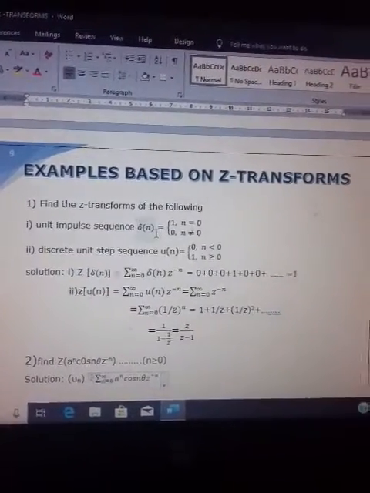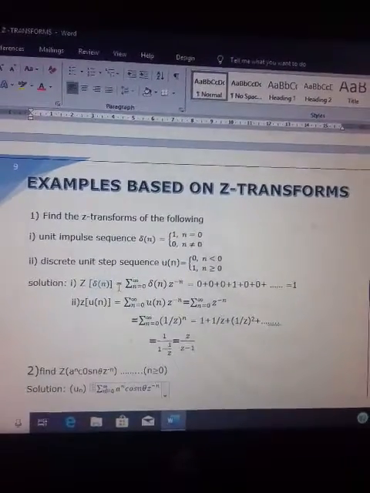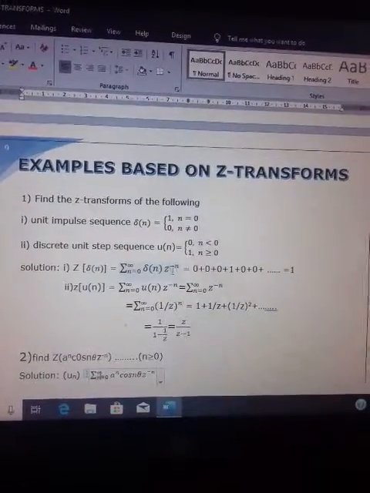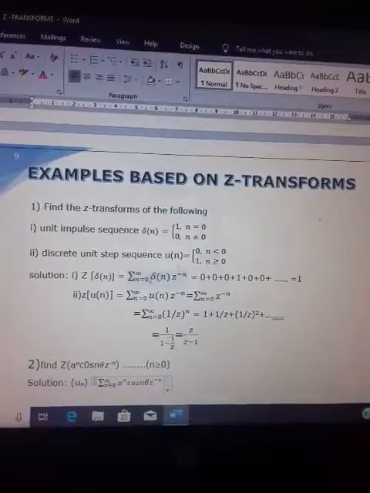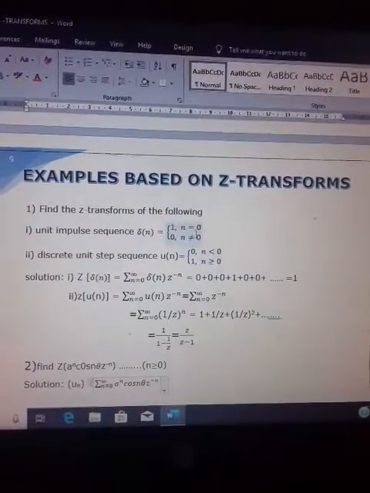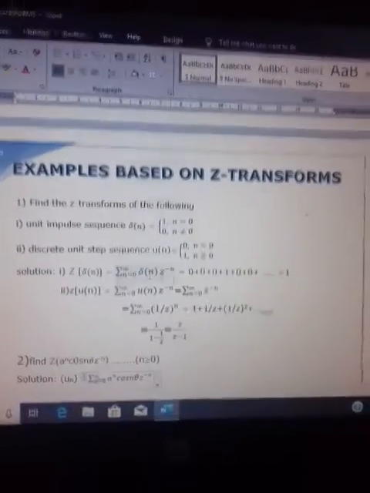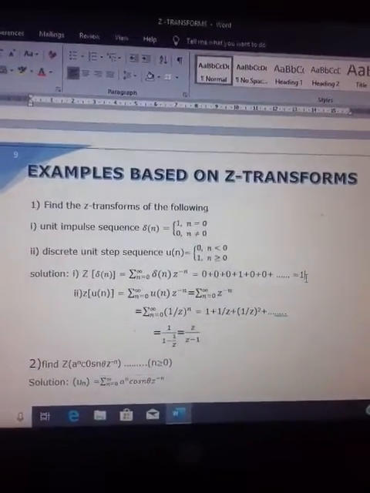In here, in place of u(n) we will put delta(n), which equals the summation of n equals 0 to infinity delta(n) z to the power minus n. When n equals 0, the value is 1, and for n not equal to 0, it is 0. So we get the answer 1.